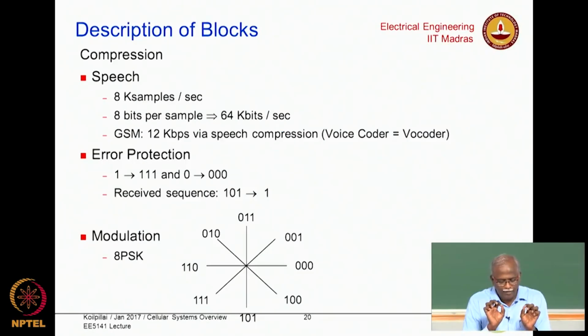So some representative numbers. If you are talking about speech sampled at 8 kilosamples per second, 8 bits per sample, you would have 64 kilobits per second. That would be the transmission rate or your information rate. The first step of doing the compression, in the case of GSM, reduces it from 64 kilobits per second to 12 kilobits per second, and that is the voice coder, or the vocoder, that we use to transmit information.